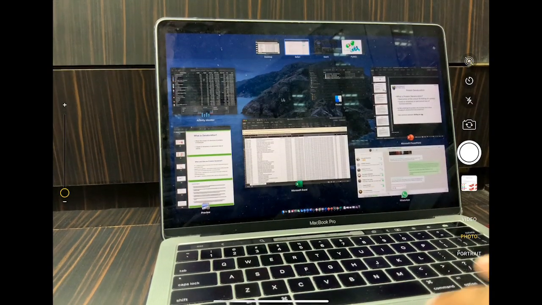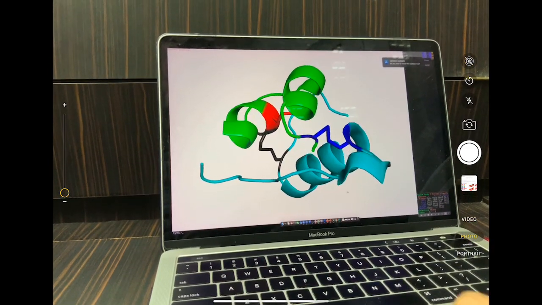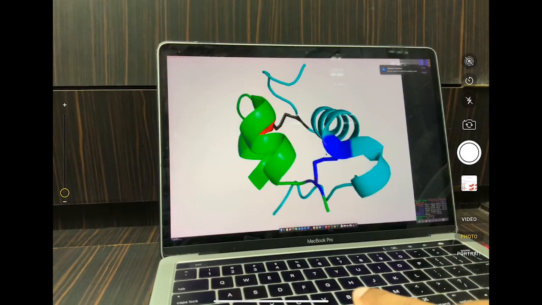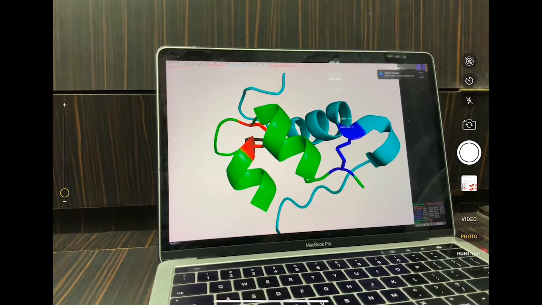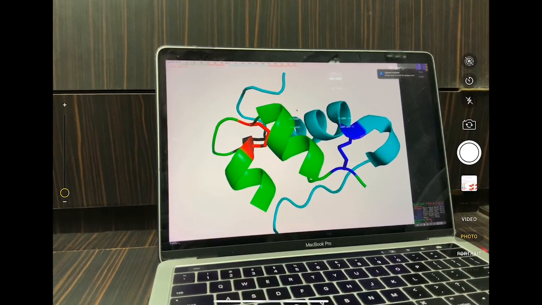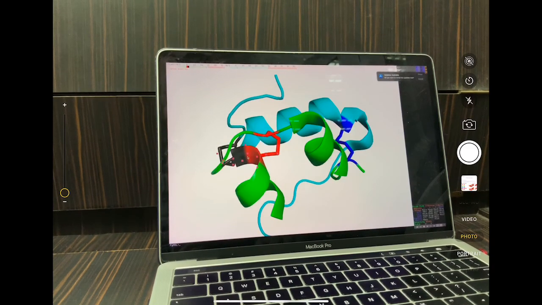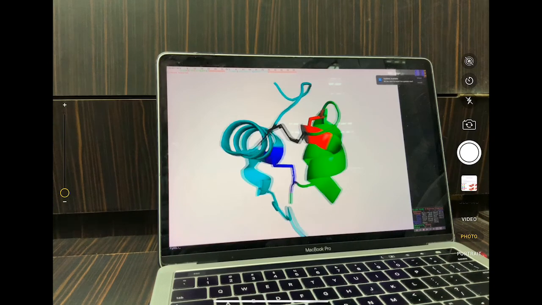Okay, so you can actually see the protein, you can move it around. So this is insulin. Okay, you can actually see the sequence of amino acids up there, and you can select and do coloring and whatnot. Okay, so that's what I did, and that's how we do it.